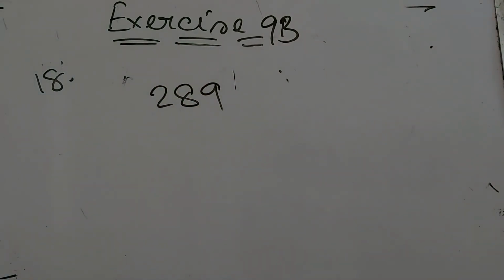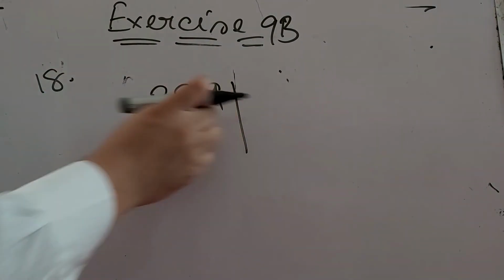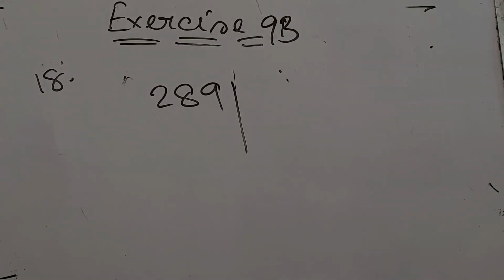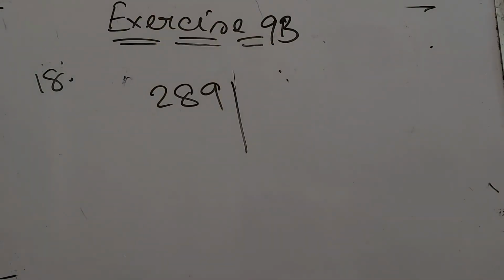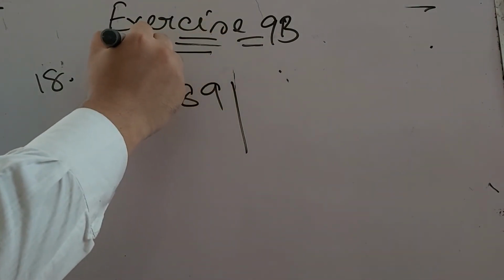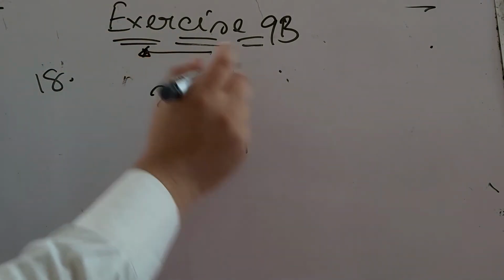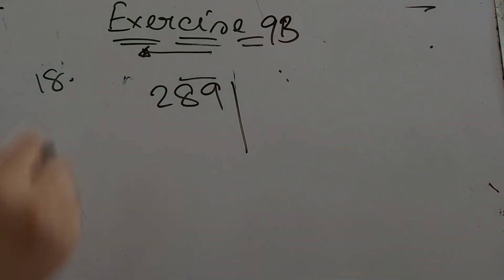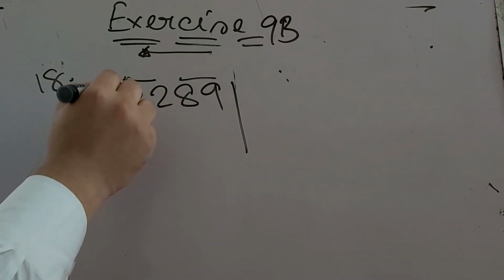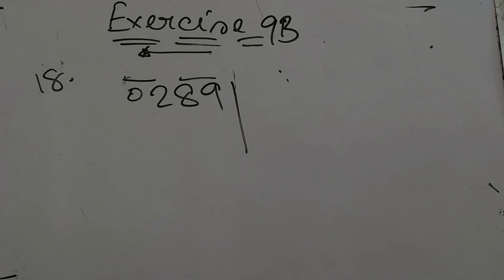If that is 289, so we have to make pairs of this number. And that is from right to left. So we first have to make a pair: 89 is a pair, and 2 and 0 is a pair. There isn't anything there, so for the region we can just put a 0 and make a pair.